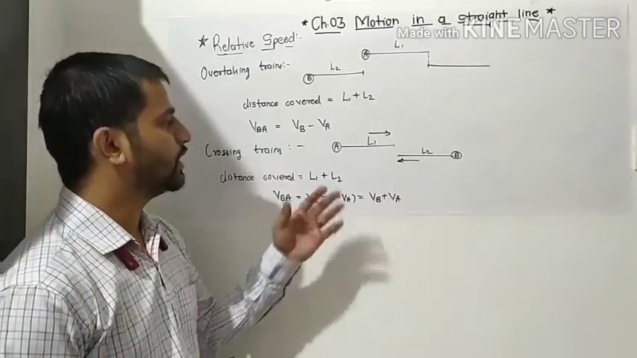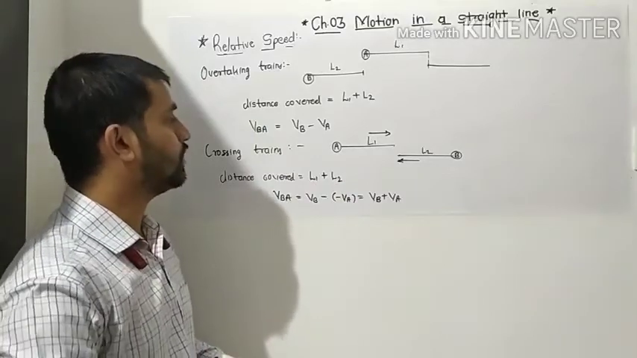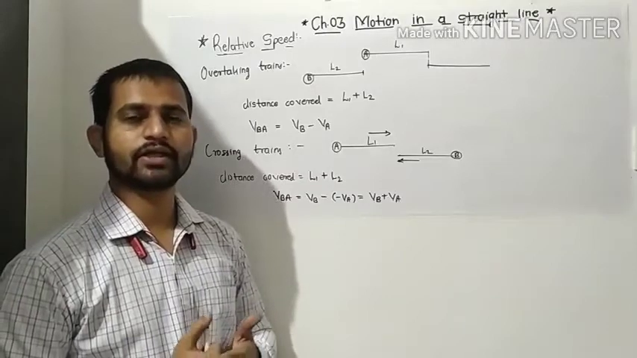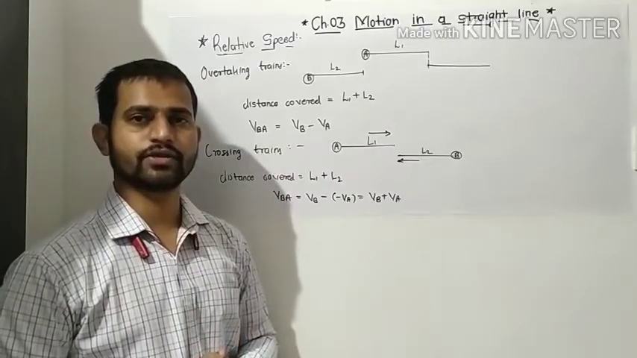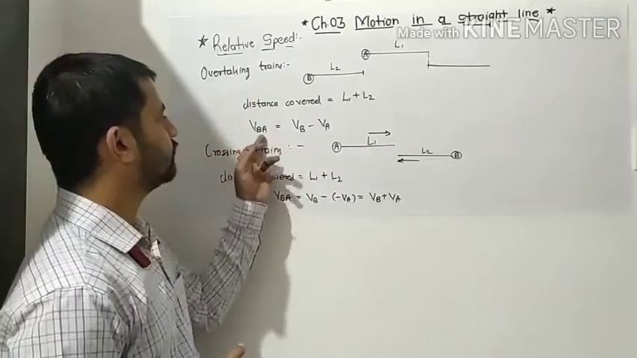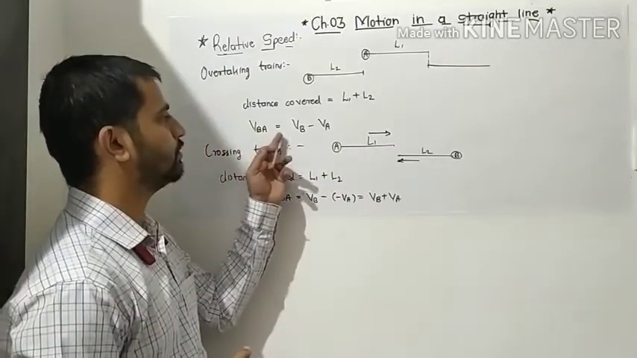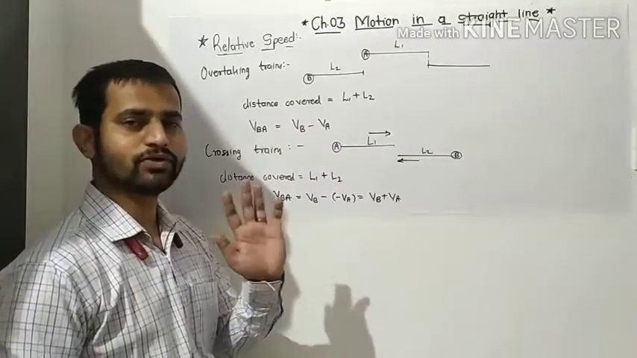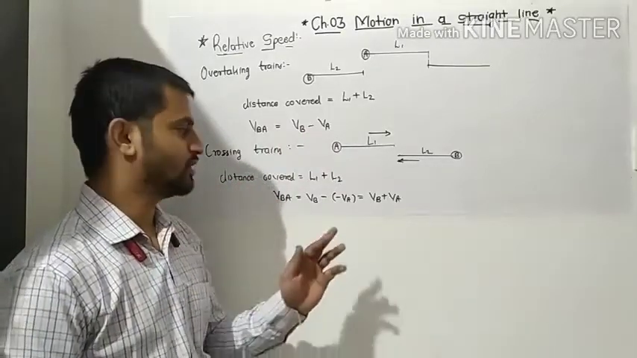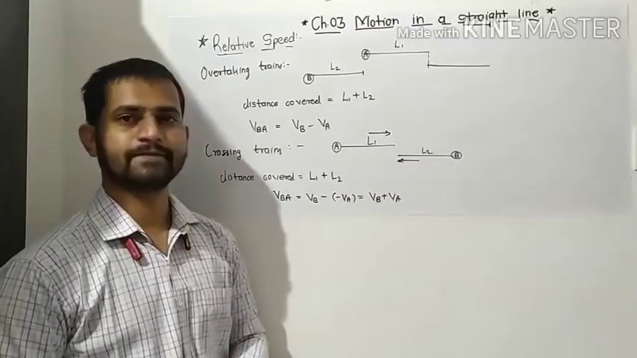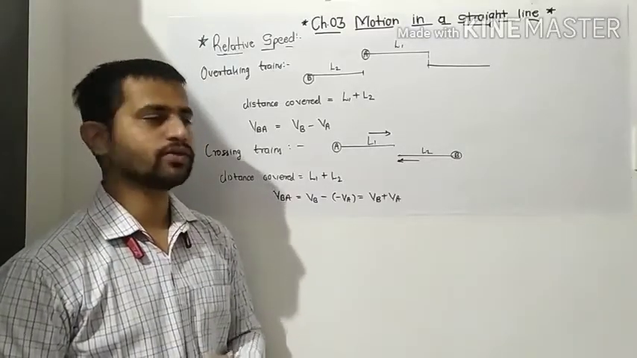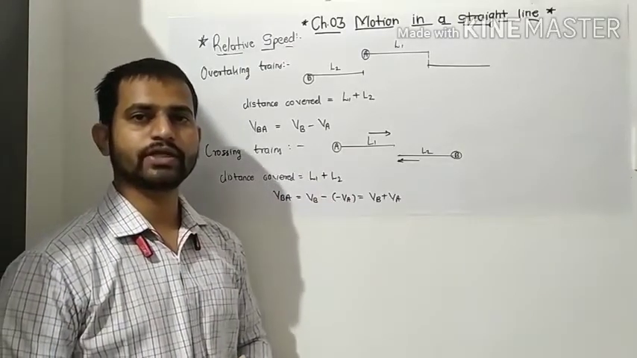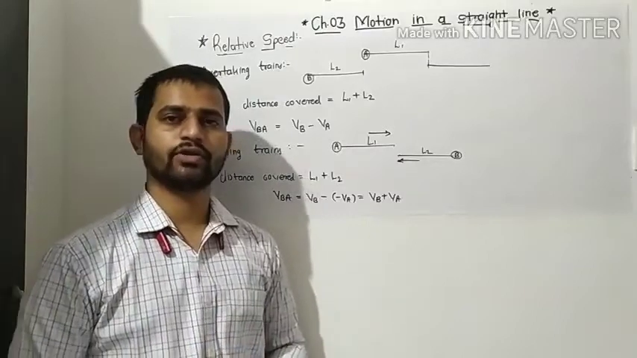So by this way we can solve the problems whenever they are given on trains, either overtaking or crossing each other. What is the formula for overtaking? The velocity of train B with respect to A equals VB minus VA, and the velocity of train B with respect to train A when they are crossing each other equals VB plus VA. So by this way we can calculate the given numerical, if the numerical is in terms of trains, for the relative velocity.